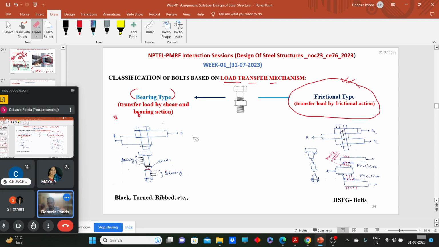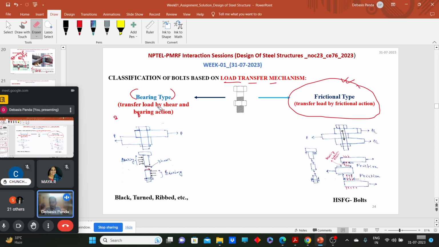So these are the classifications based on the load transfer mechanism. Now we'll go through the bearing type of bolt: how to design it, and what parameters we should consider during the design. First we need to calculate the shear capacity, because bearing type bolts are supposed to transfer the load through bearing and shearing action. So now we have an idea of how a bolt is transferring the load. This idea is very important because when we design the connections, we need to transfer some sort of loads or moments.